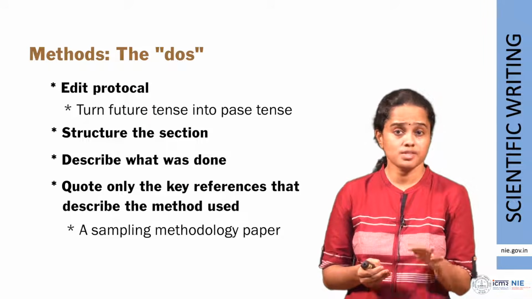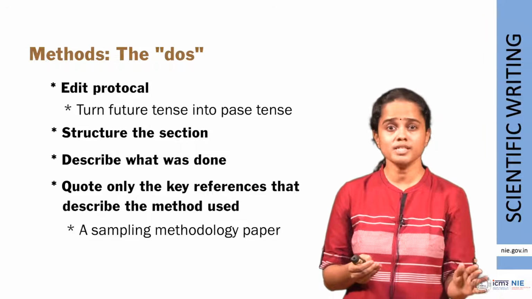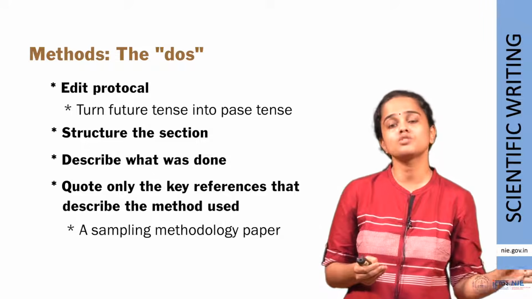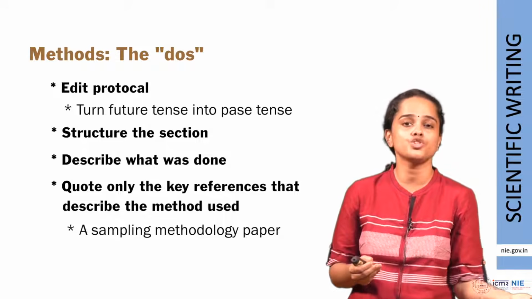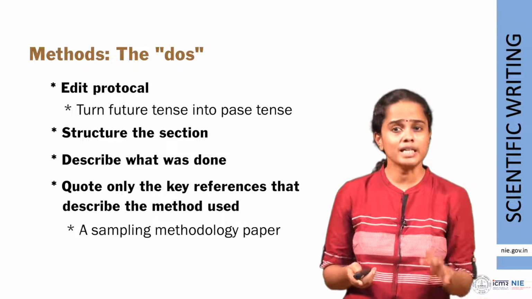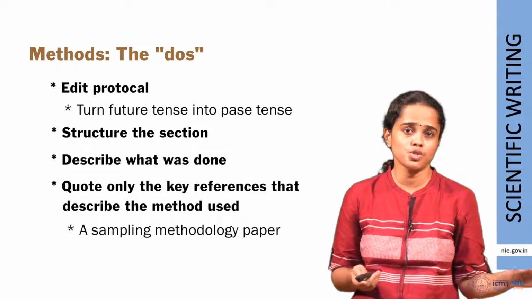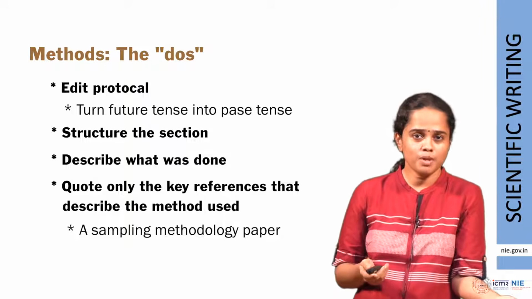Describe what was done very clearly in very simple terms. You needn't get confused at all. Just chronologically narrate as if you would tell a fellow researcher what you actually did. Quote only key references that you have used. For example, a sampling methodology paper could be a reference.